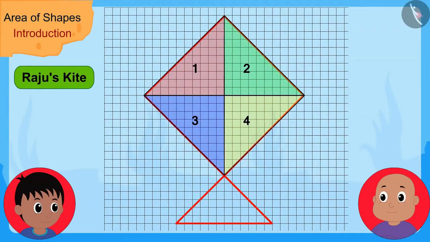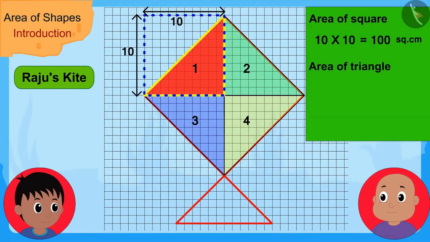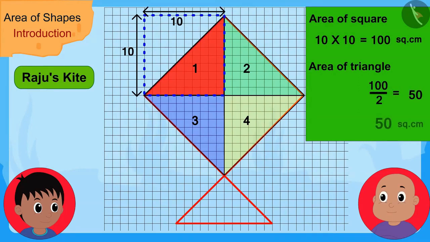Look Raju, this triangle inside the outline of your kite is half of this square, and the area of this square is 10 times 10 or 100 square centimeters. So the area of this triangle is 100 divided by 2 or 50 square centimeters.